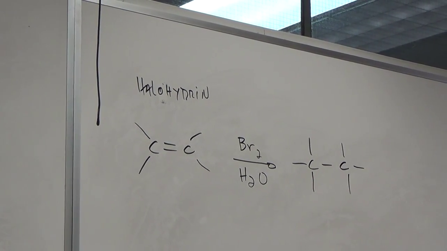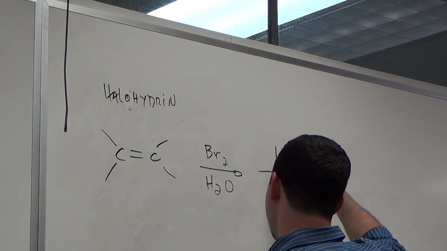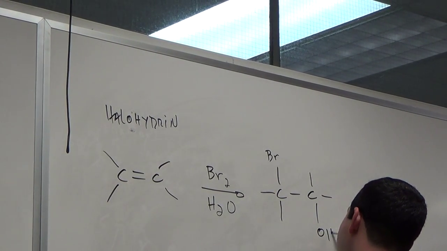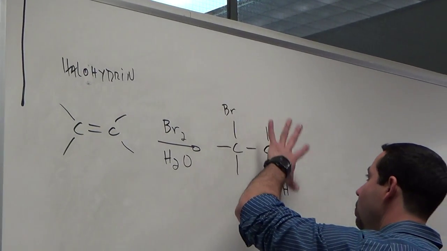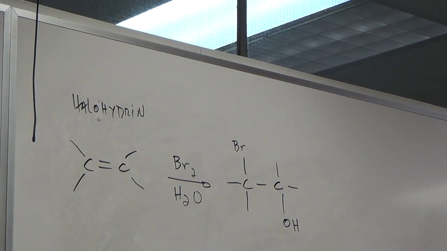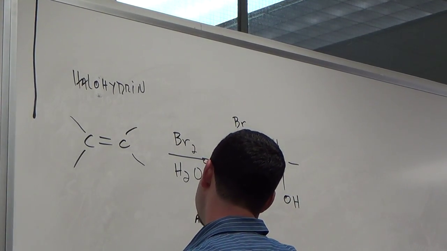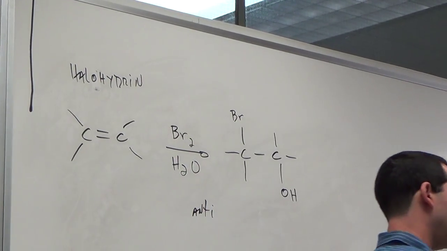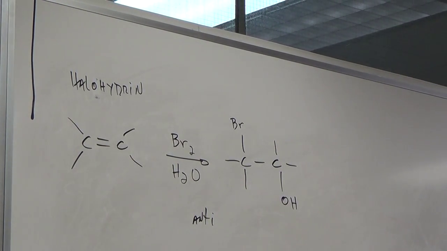First, formation of a bromonium ion, yes? So on one side you are going to have a bromine, and on the other side you are going to have an OH. This is called the halohydrin because of that, okay? This addition, once again, is? Anti. Because everything that goes through the formation of a bromonium ion is? Anti.